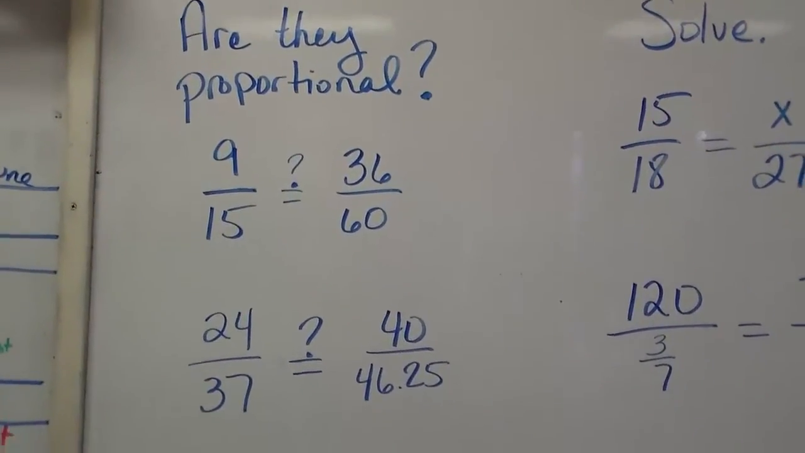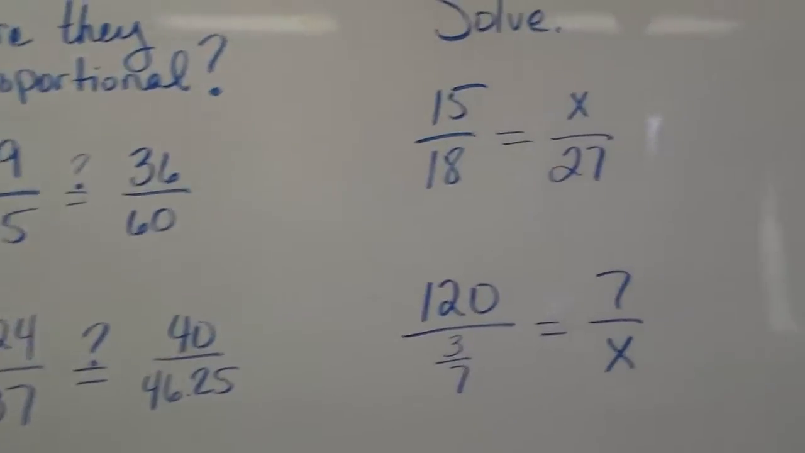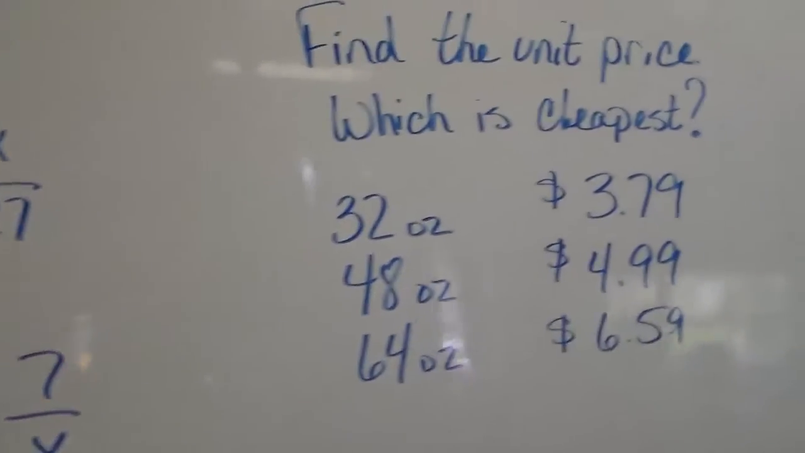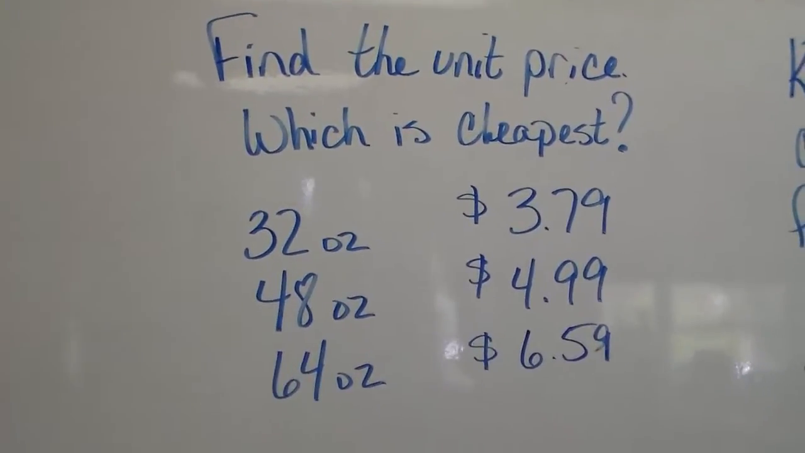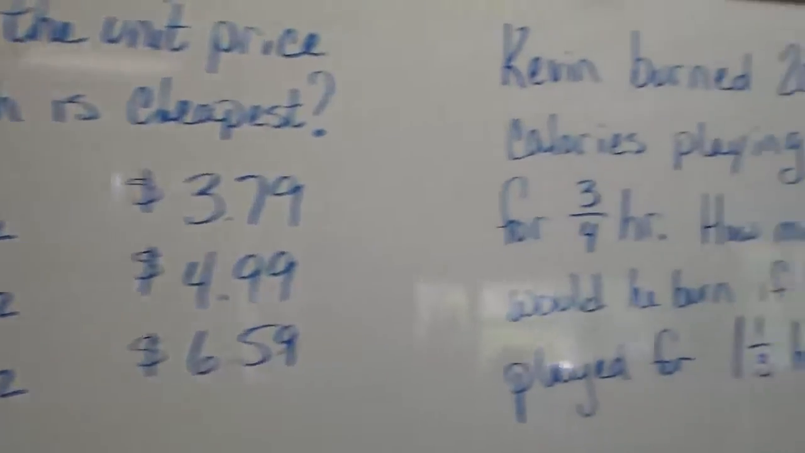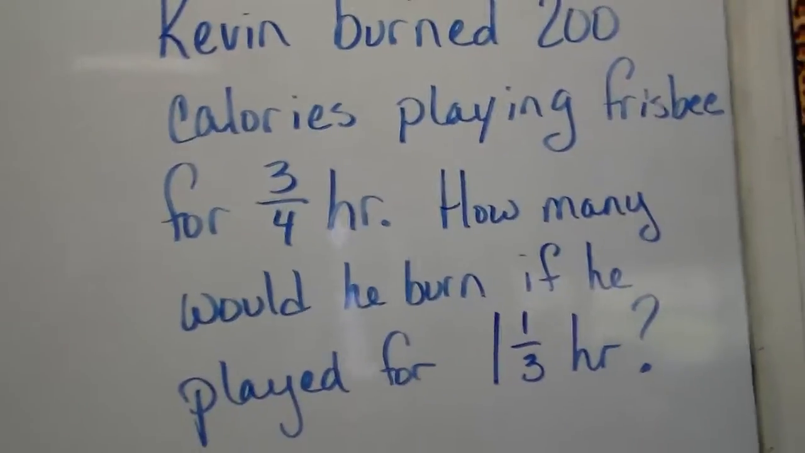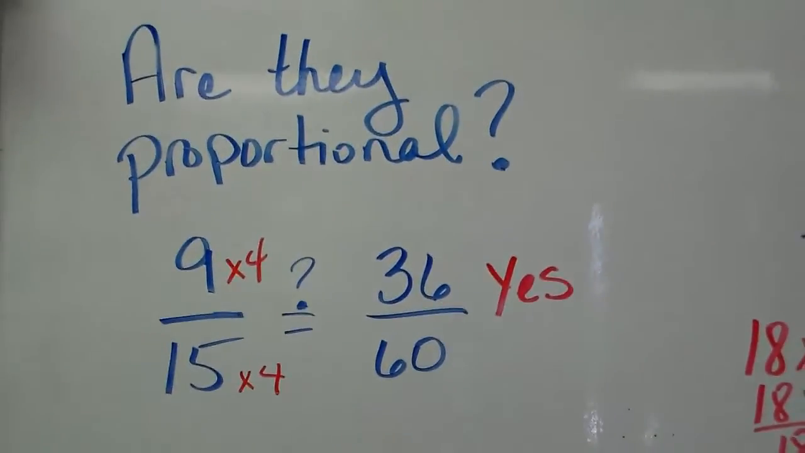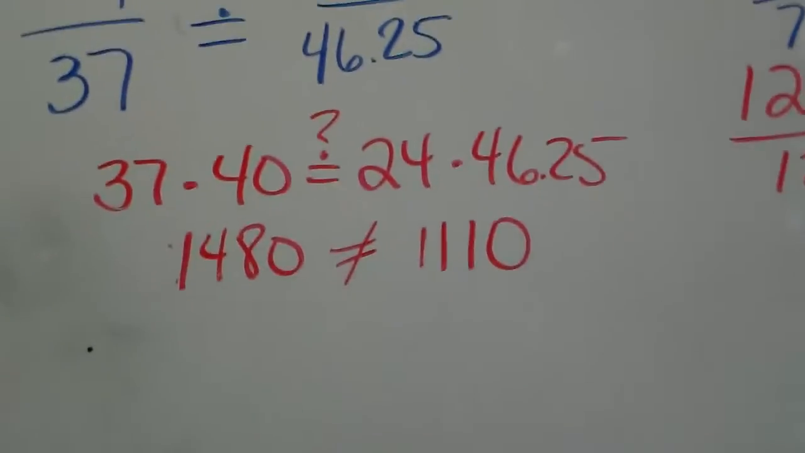Here are all of the chapter 6 problems. Are they proportional? Solve for x. Find the unit rate and circle the cheapest one. And then a word problem. Quick answers.